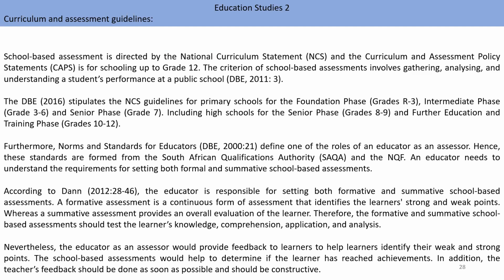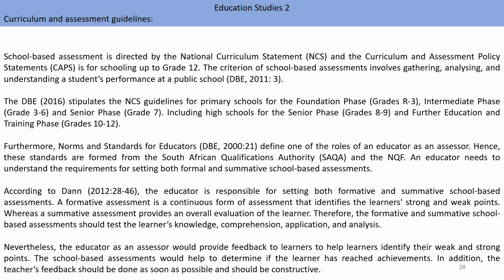The Department of Basic Education stipulates the NCS guidelines for primary schools for the foundation phase, which is grade R to 3, intermediate phase, which is grade 3 to 6, and senior phase, grade 7, including high schools for senior phase, grade 8 to 9, and further education and training phases, grade 10 to 12.